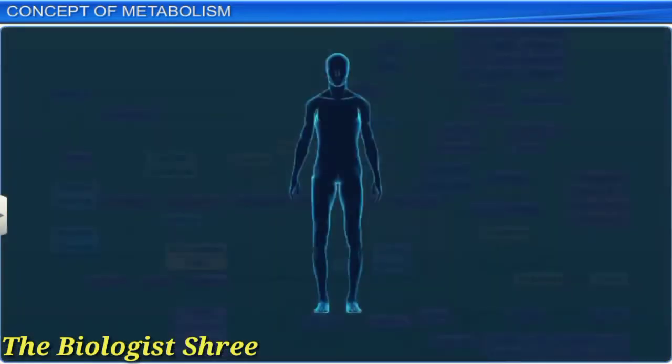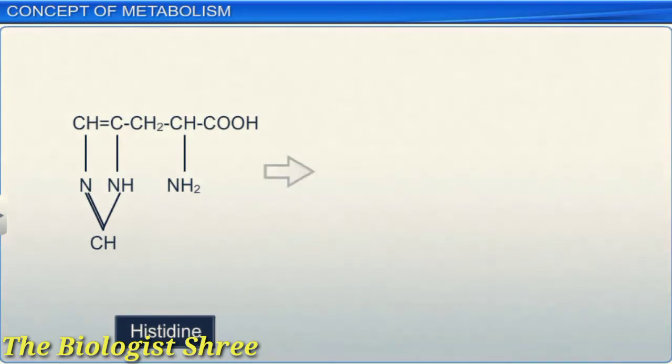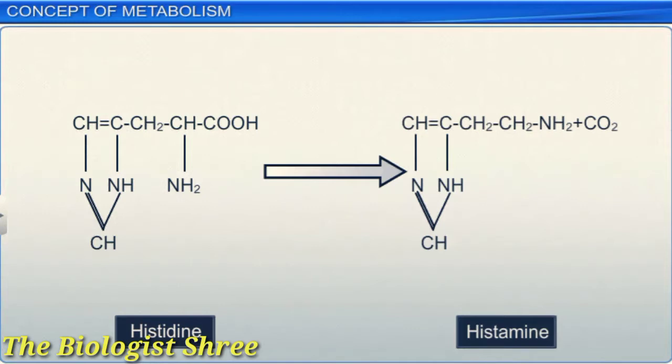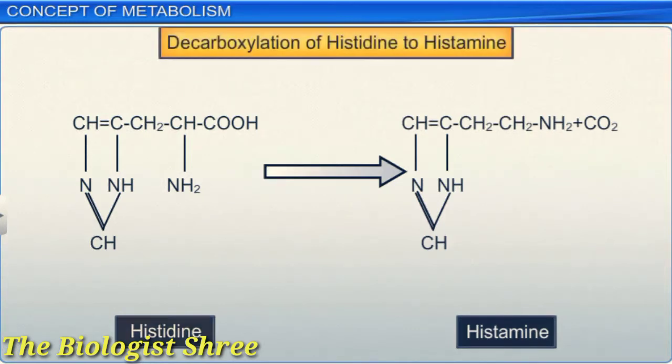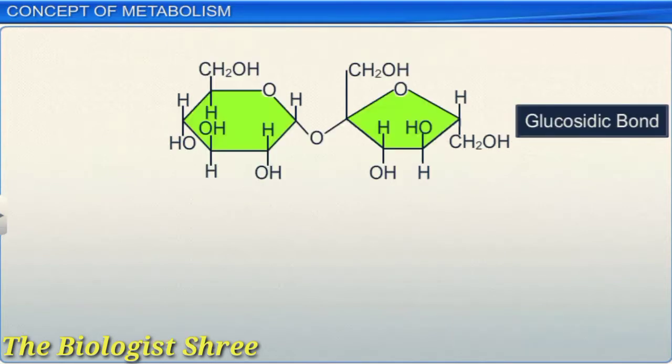Metabolism is important to living beings to maintain their structures, growth and reproduction, and helps them respond to their environments. However, metabolic reactions lead to the transformation of biomolecules. For example, the decarboxylation of histidine gives histamine. Similarly, the hydrolysis of a glycosidic bond in sucrose yields glucose and fructose.